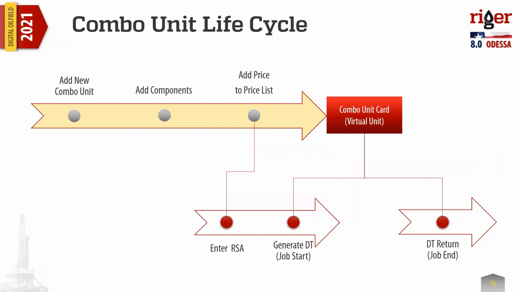So the difference between assemblies and combo units: assemblies are good for multiple jobs for long periods of time, and combo units will be the ones where you would actually assign unit numbers for every single job.